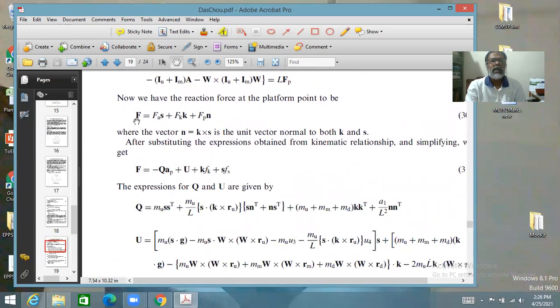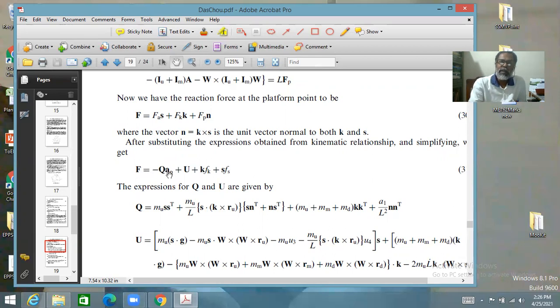Now you put the total force together: force along the S, force along K, and force perpendicular to both, which is the normal direction. When you take the unit vectors and the magnitudes together, you get the force from the leg at the platform connection point. Now, getting all those expressions from there and putting things inside, as you simplify, you get that force vector in this form.